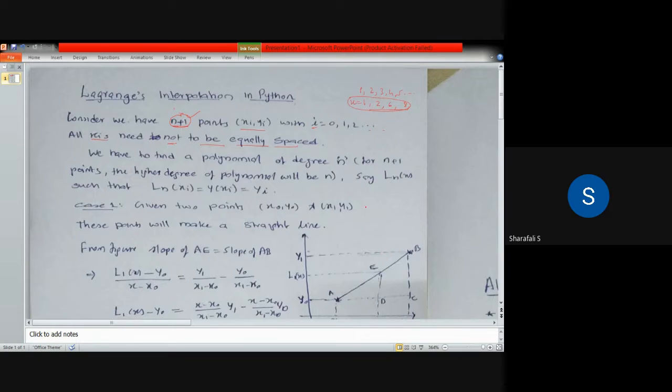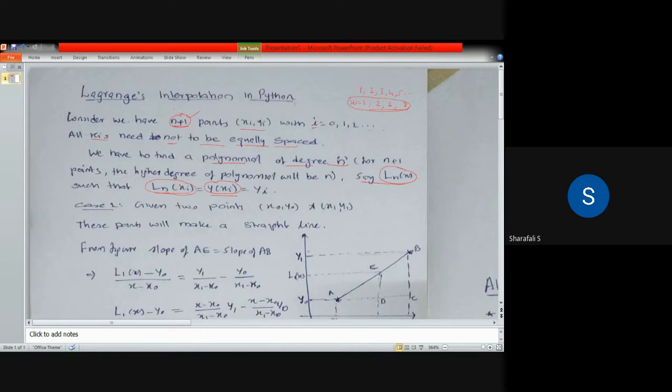So if you are having n plus 1 data points which are given, then we can find a polynomial of degree n. Okay, and let us consider that polynomial as Ln of x, the Lagrange polynomial with degree n, in such a way that Ln of xi should be equal to y of xi, which means this Lagrange's polynomial will give you the corresponding y value.